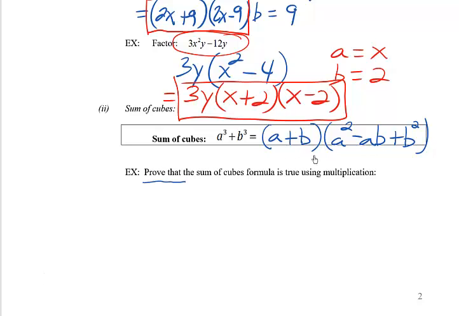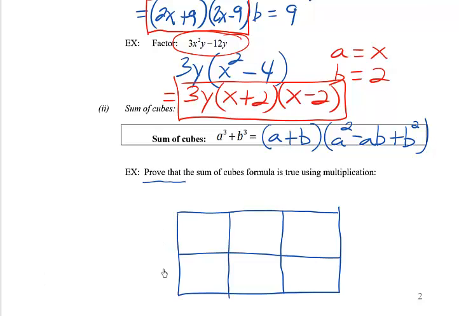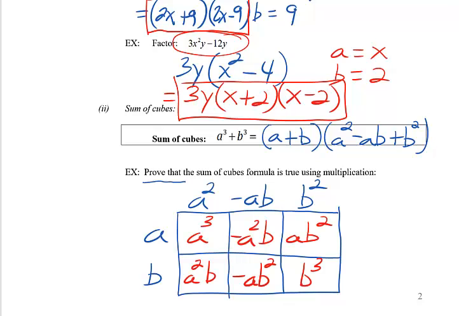Since this looks to be somewhat of a mess, why don't we set it up using a box? I need 2 rows and 3 columns since I'm multiplying a binomial times a trinomial. Let's go ahead and list our terms along the sides. Don't forget the term with the ab has a minus sign that needs to be included here. And now we have 6 multiplications to work out. Why don't you go ahead and try that yourself and then check against my answers. So hopefully this is what you got.